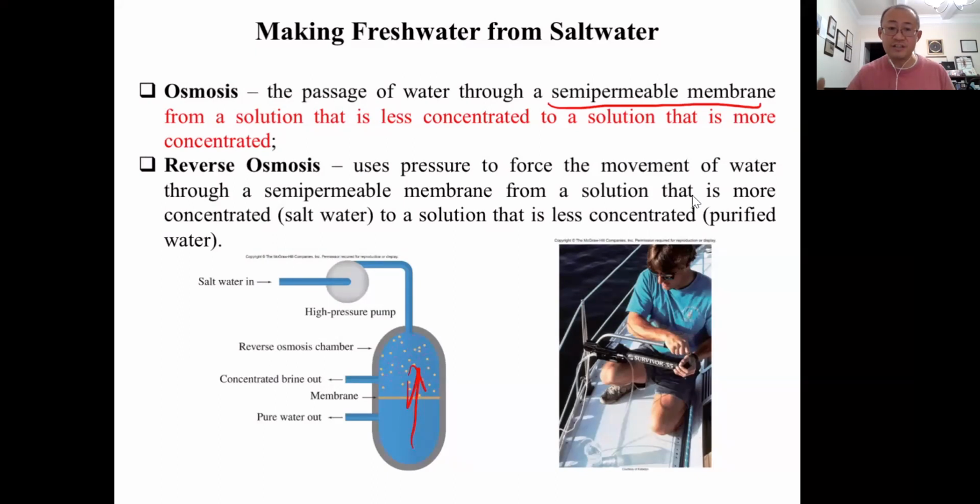Now, if you want to reverse the osmosis process, you need to add extra energy. Here, in this case, we need to add some pressure to reverse that osmosis process. So that's why this technique is called reverse osmosis: to use pressure to force the movement of water through a membrane from more concentrated to less concentrated. So you're basically getting water from seawater into pure water, to purify water.